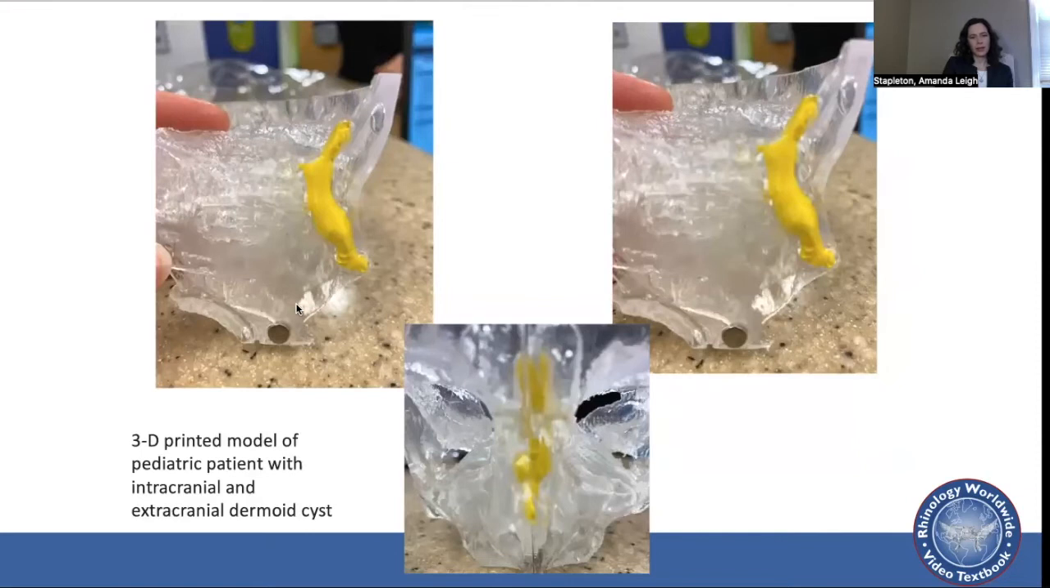And this is a 3D model of a pediatric patient of mine who had a significant intracranial and extracranial nasal dermoid. We printed out the patient's anatomy in clear resin and then painted the dermoid in yellow here. And you can see it extends pretty high up along the frontal bone, comes down. Here's her skull base defect as it comes through the skull base. And then she had a significant nasal dermoid all the way out to the skin. So really a large and long lesion.